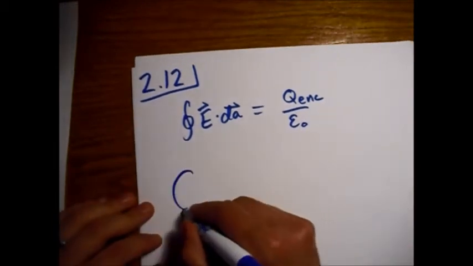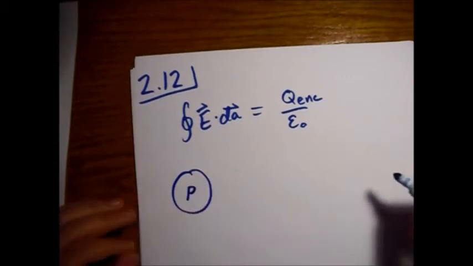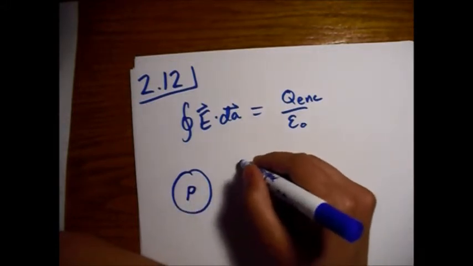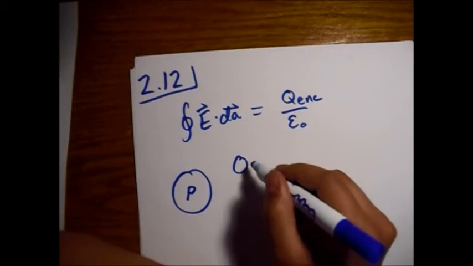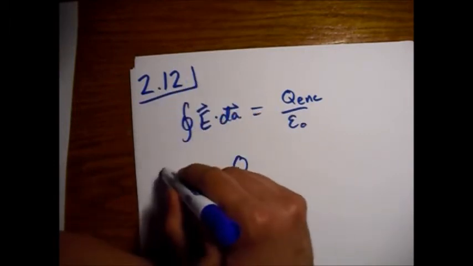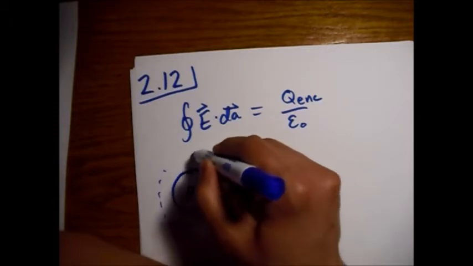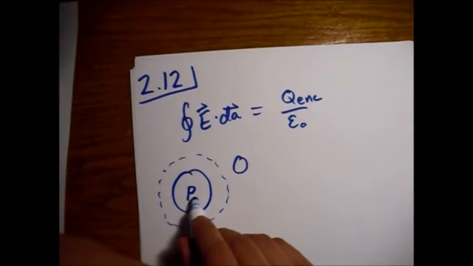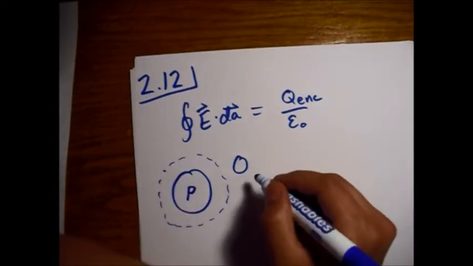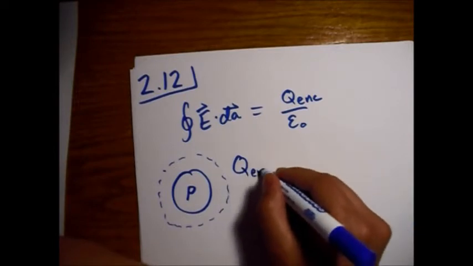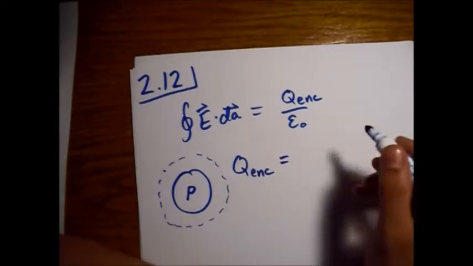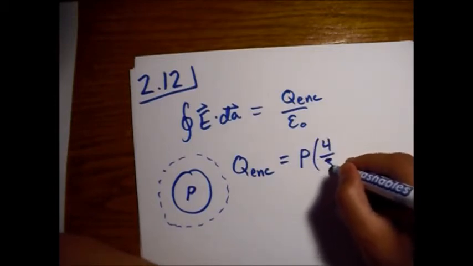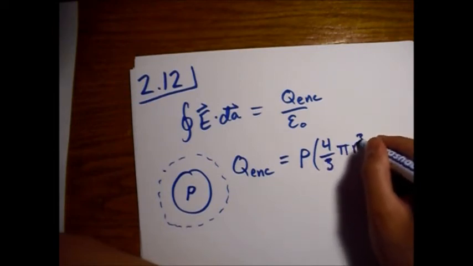Alright, so what we have here is a solid sphere with charge density rho. Right off the bat, if we were to surround this entire sphere with what we call a Gaussian surface, the total charge enclosed is going to be the charge density multiplied by the volume of this sphere. So the enclosed charge is equal to the charge density multiplied by the volume of a sphere, 4/3 pi r cubed.